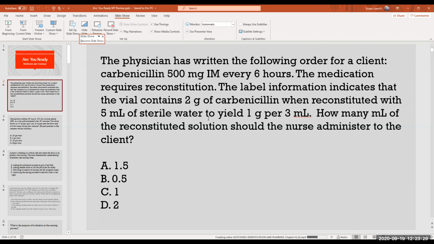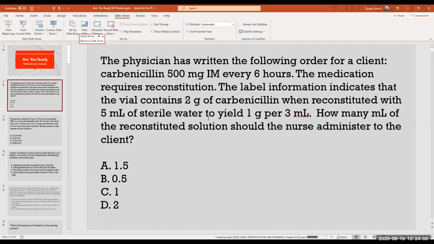Milliliters. We need 500 milligrams, right? Because that's our doctor's order. So we simply take our doctor's order, which is 500 milligrams, and we put it over what we have on hand, which is 1,000 milligrams, because you have to change the grams to milligrams, right? So we have 500 milligrams over 1,000 milligrams per 3 mLs, right? So this is what you should ultimately have here.